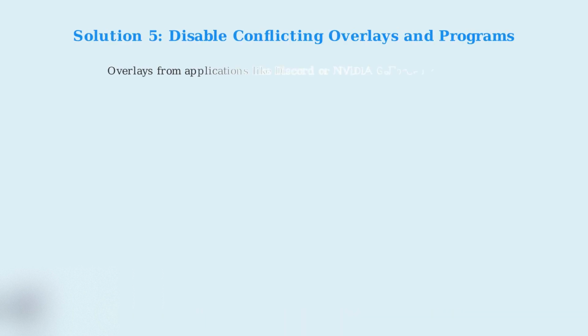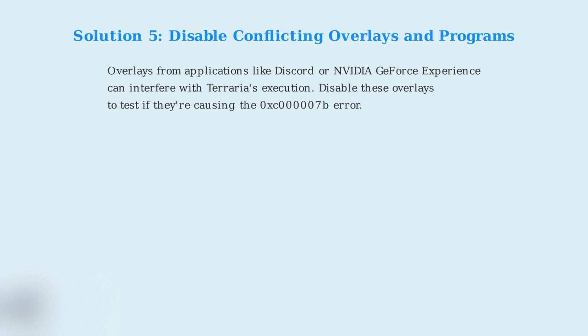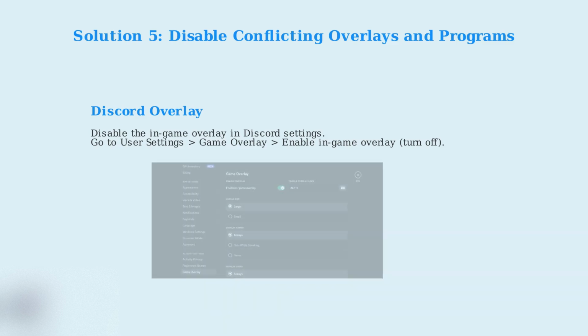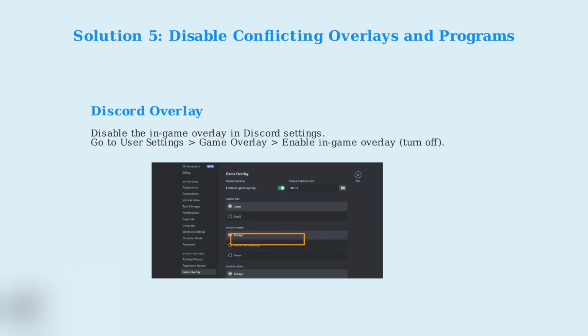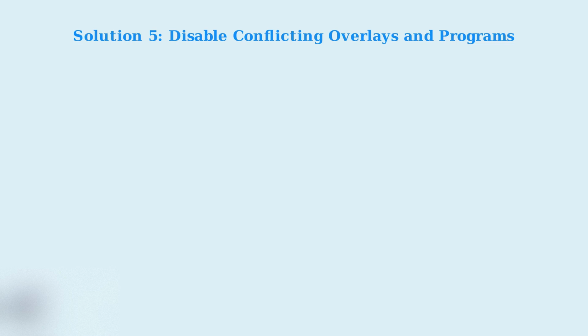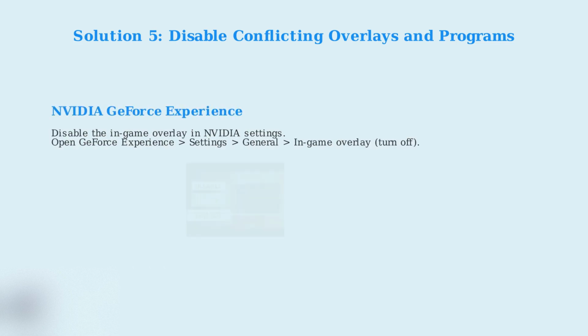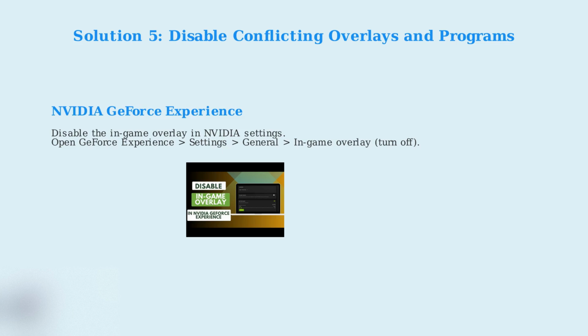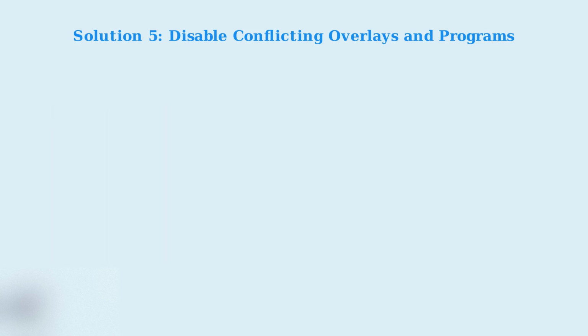Overlays from applications like Discord, NVIDIA GeForce Experience, or other third-party programs can interfere with Terraria's execution and cause the 0xc000007b error. For Discord, disable the in-game overlay in the Settings panel. Navigate to User Settings, then Game Overlay, and turn off the Enable In-Game Overlay option. For NVIDIA GeForce Experience, disable the in-game overlay in the settings. Open GeForce Experience, go to Settings, then General, and turn off the in-game overlay option.